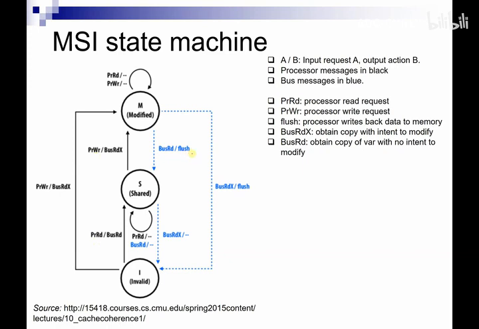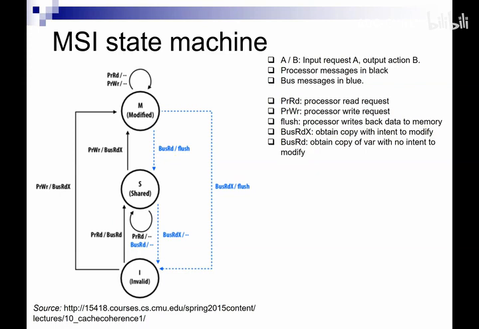The flush action means that a processor writes back the newest value of the data to memory. The bus read X, this action over here, means that you want to get a copy of the variable with the intent to modify that variable. And the bus read means that you want to get a copy of the variable, but you don't plan to modify the variable. Okay, so now we have this overall state diagram.